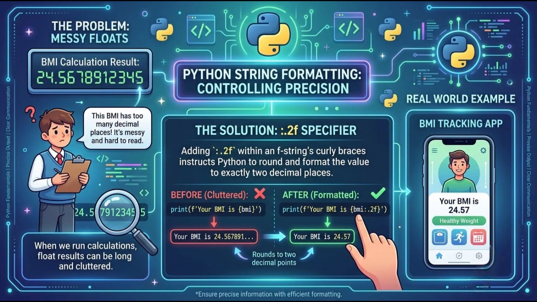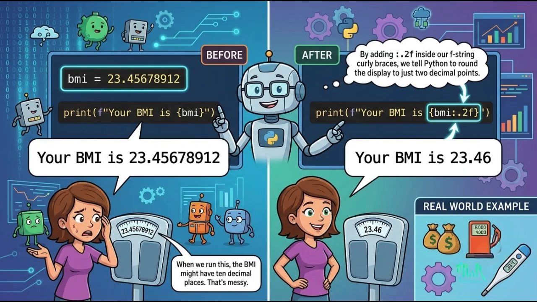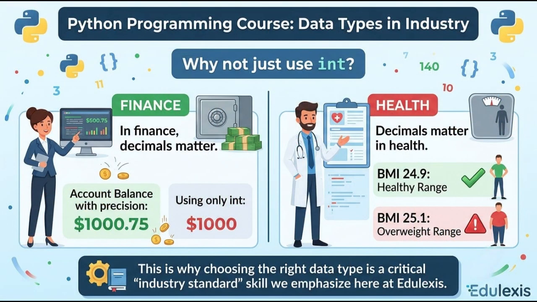When we run this, the BMI might have 10 decimal places. That's messy. By adding a .2f inside our f-string curly braces, we tell Python to round the display to just 2 decimal points. Why not just use int?